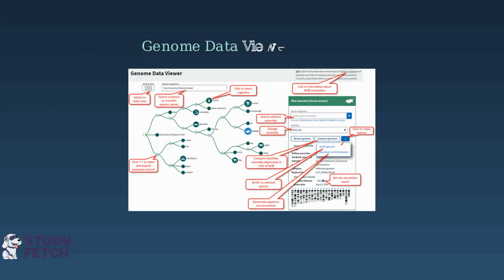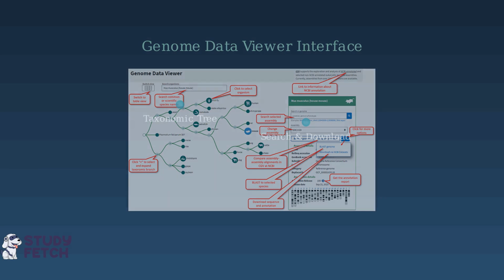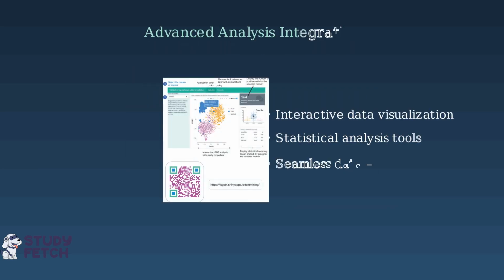The Genome Data Viewer showcases the redesigned taxonomic tree, making it easier to browse organisms and access their genomic data. Key features include an intuitive taxonomic tree for organism selection and integrated search and download capabilities. NCBI datasets also integrates advanced analysis capabilities, including interactive visualizations and built-in statistical tools for comprehensive genomic research.